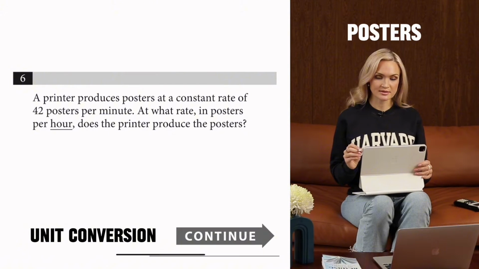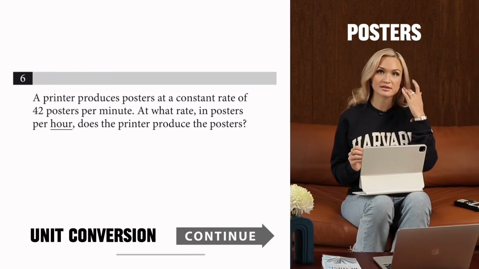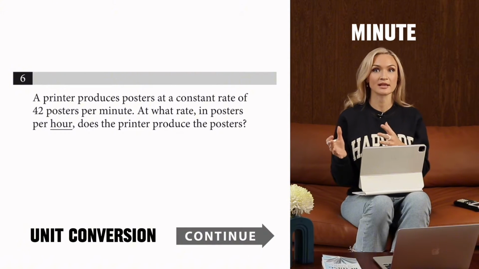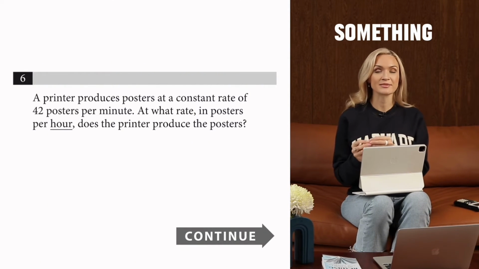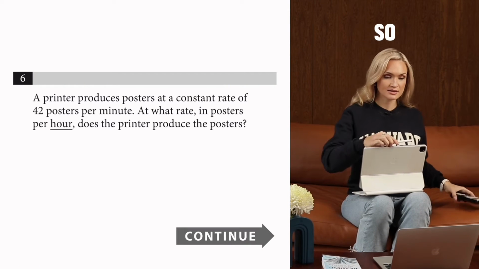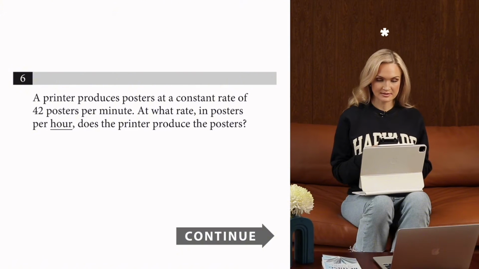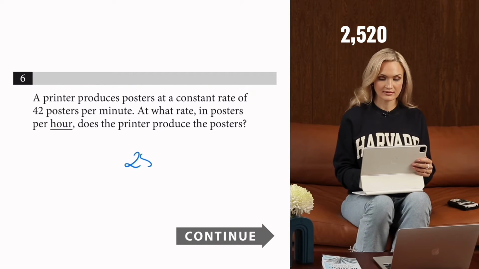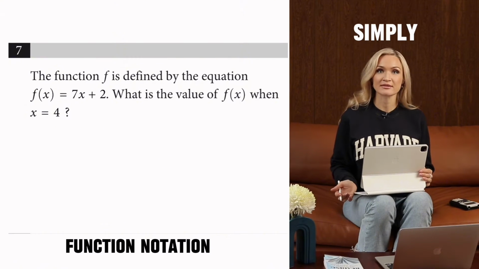The printer produces posters at a constant rate, 42 posters per minute. So they give us a rate per minute. We need to convert it per hour. When something happens per minute, how often does it happen per hour? 60 times. So we just do 42 times 60, 2,520.